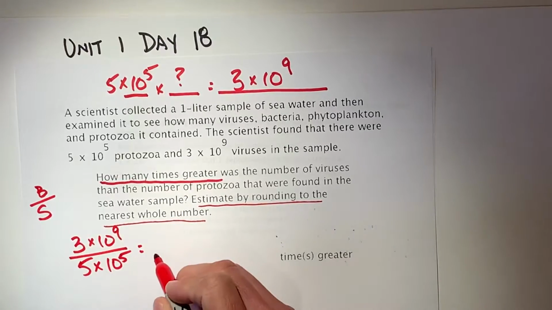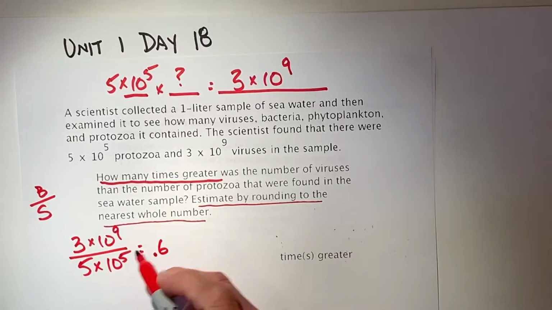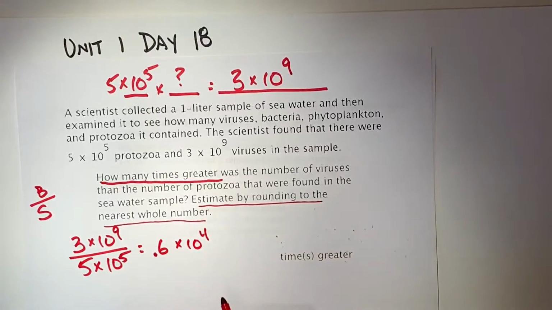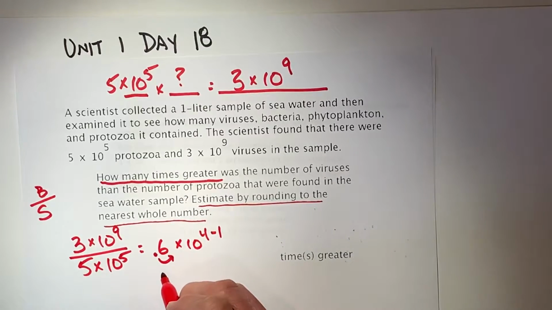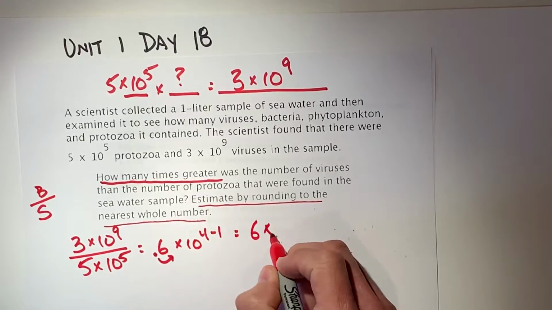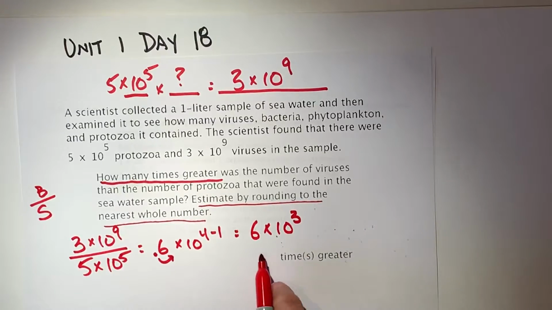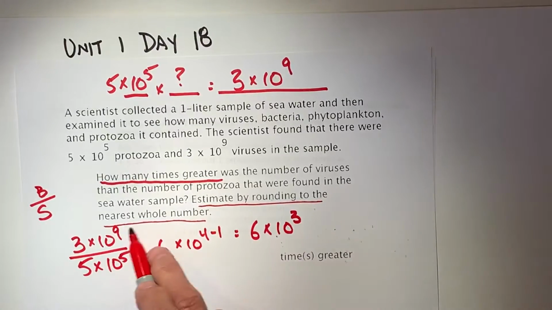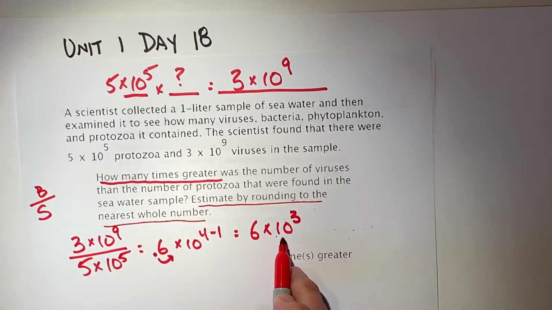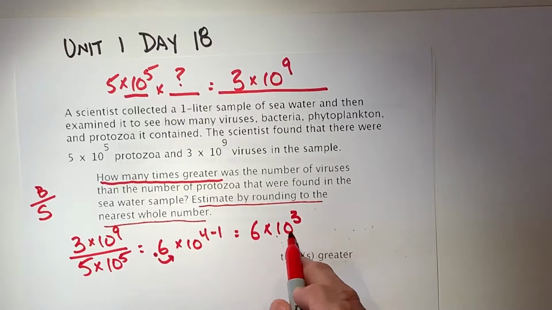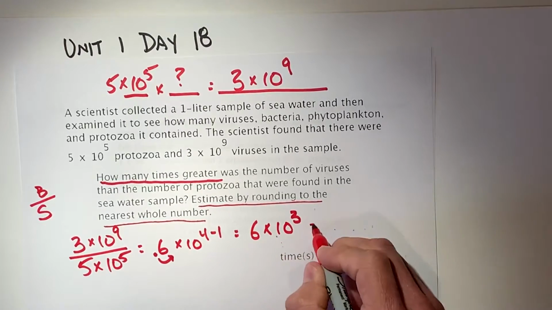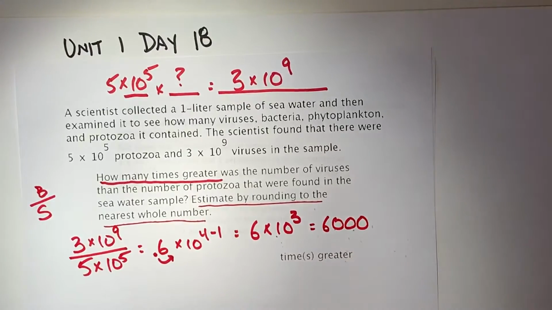3 divided by 5 is 0.6. 9 minus 5 is 4. And because this isn't in scientific notation, I'm going to write 1, down 1. So I get 6 times 10 to the 3rd. And now this is where I have to be careful. Estimate by rounding to the nearest whole number. That means do not type in scientific notation, but instead, this is simply 6 times a 1 with 3 zeros. So that's 6 times 1,000 or 6,000. No need to round that off because that's already a whole number. So we have our answer of 6,000.